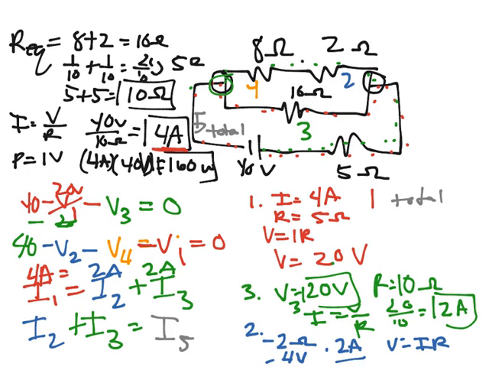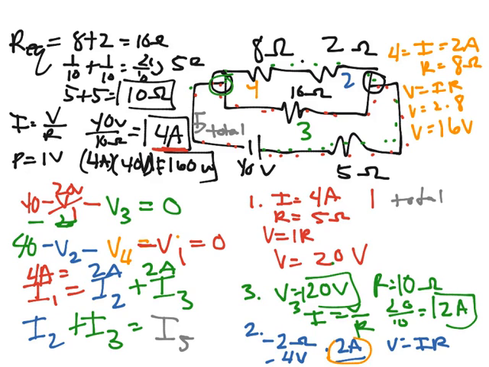For 4, we know that the current going through 4 is the exact same as the current going through 2. So if you're solving for 4, your current is still 2 amps. We know the resistance is 8 ohms. So it's V equals IR. So voltage is equal to 2 times 8. Voltage becomes 16 volts. Here's how you check.